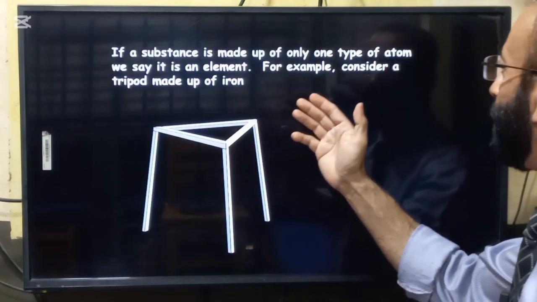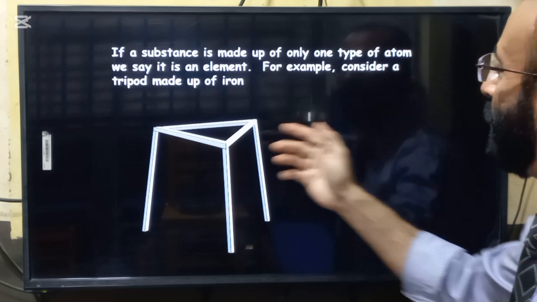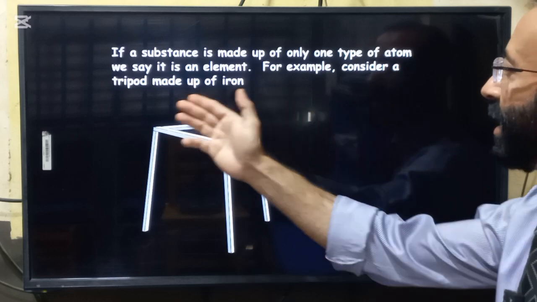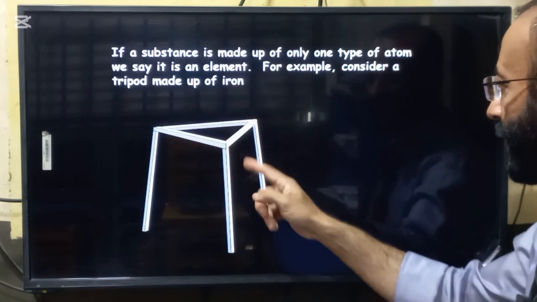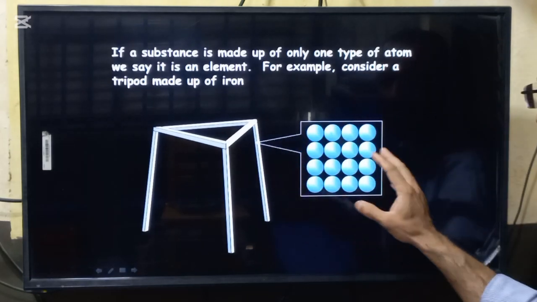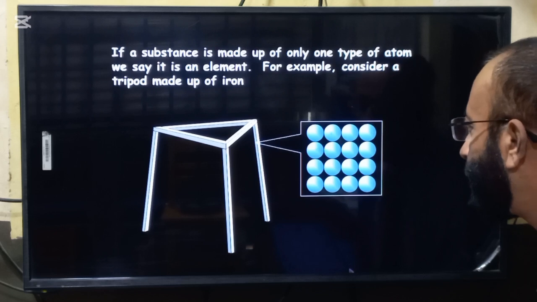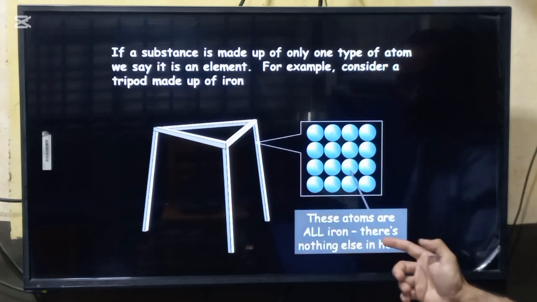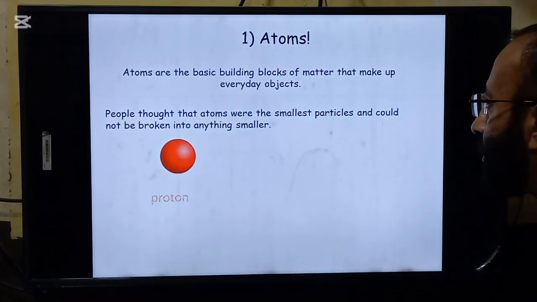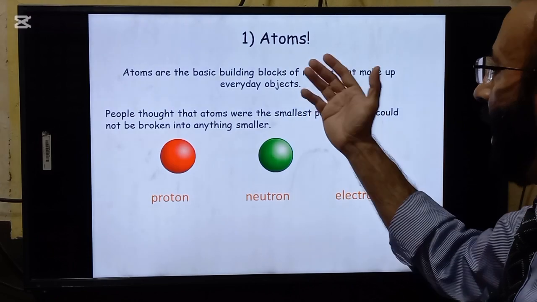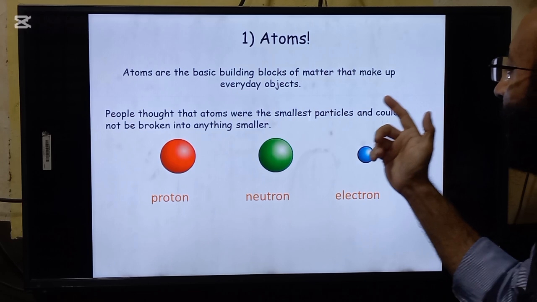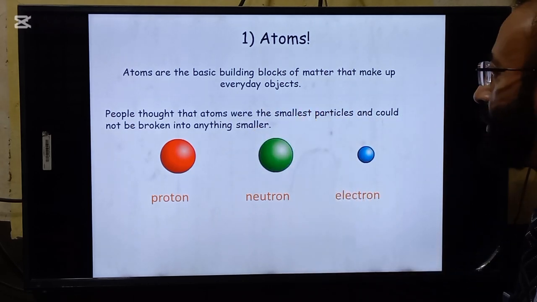If a substance is made up of only one type of atoms, we say it is an element. For example, consider a tripod made up of iron. So here are atoms. These atoms are all iron. There is nothing else here. So atoms. Atoms are the basic building blocks of matter that make up everyday objects.